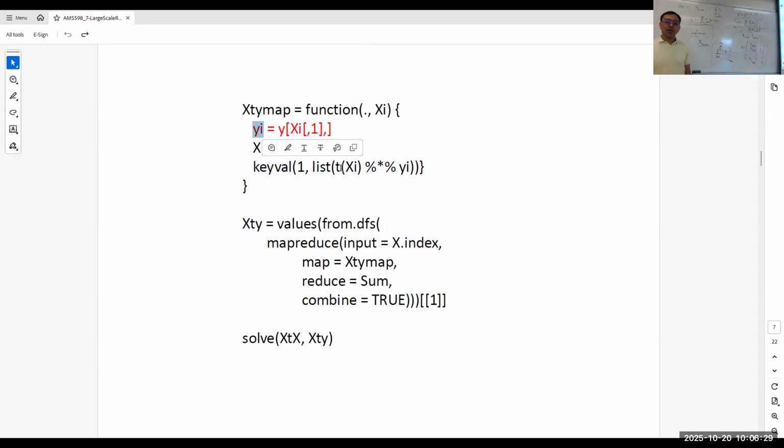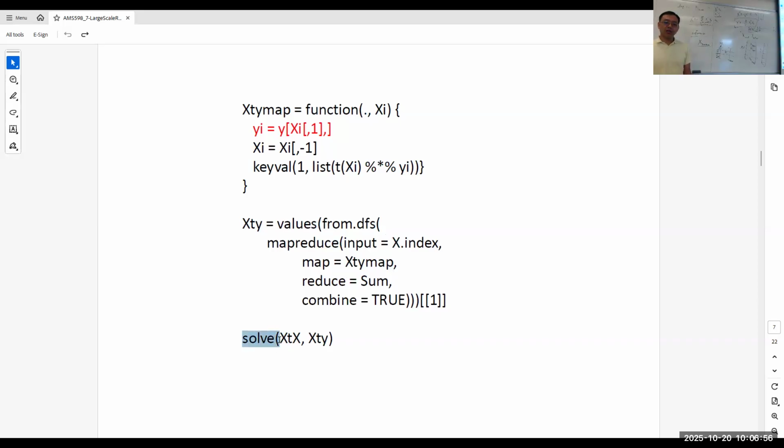Now you can do the xi transpose y, you can compute that. Now x transpose y essentially is also another map reduce task. You basically call the x transpose y the map. The reduce function is the same, right? You're using the sum reduce function, and this is going to give you x transpose y. And then once you have this, you can just solve it.